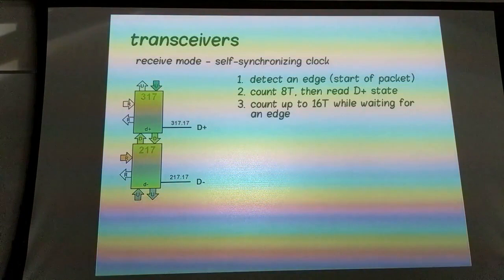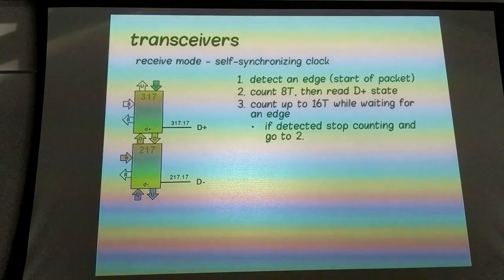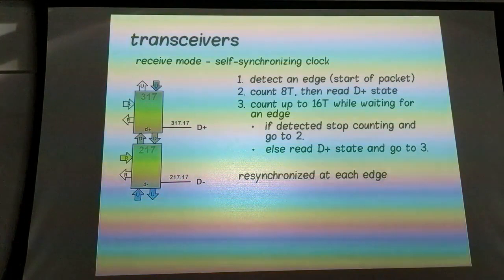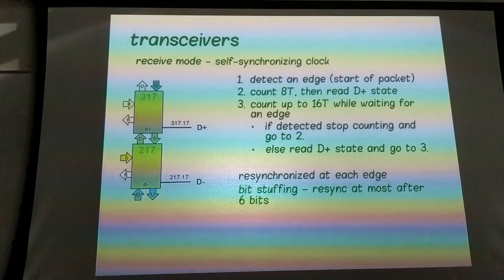So the algorithm can be described in several steps. Detect an edge at the beginning of a packet. It is presumably the first edge of the sync pattern. Count an 8T interval and read the state of the D plus line. Count up to 16T while waiting for an edge, and if detected, stop counting and go to step 2.